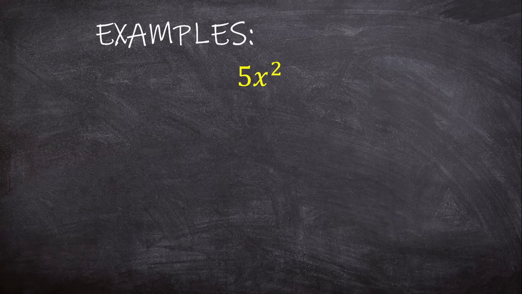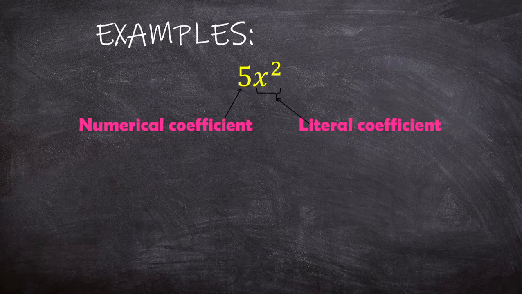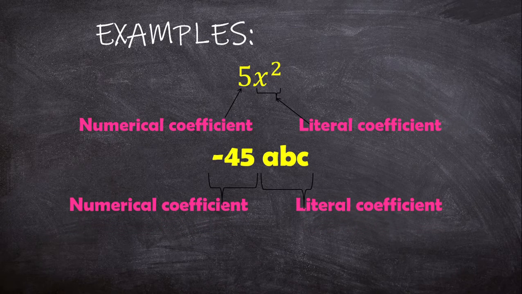Let's have some examples. 5x squared. 5 is the numerical coefficient, and x squared is the literal coefficient. How about negative 45abc? Negative 45 is the numerical coefficient, and abc is the literal coefficient.